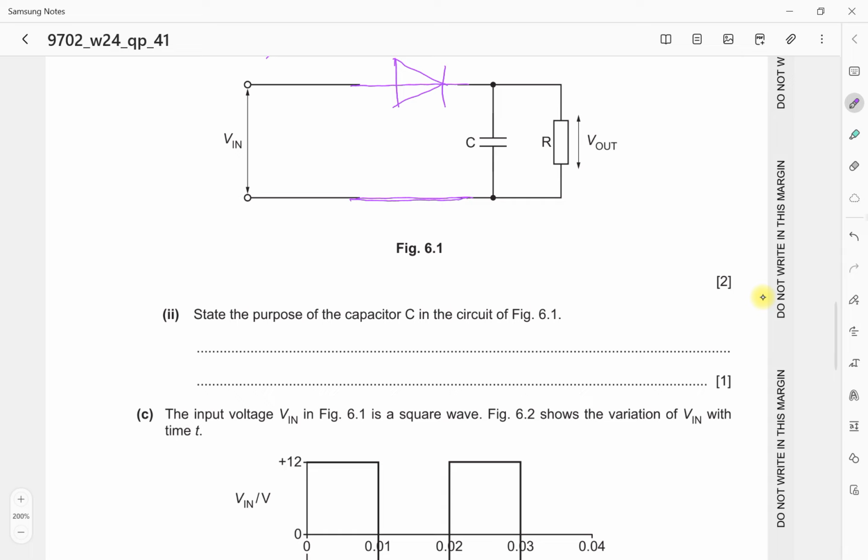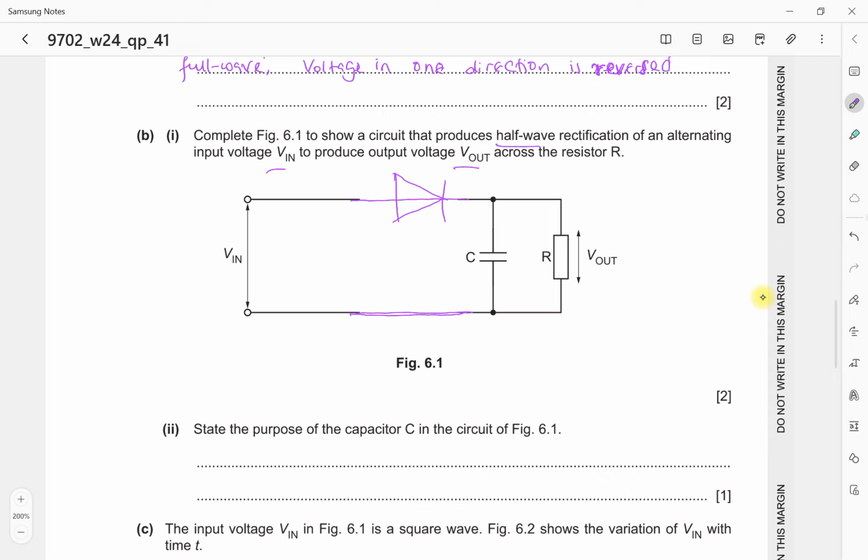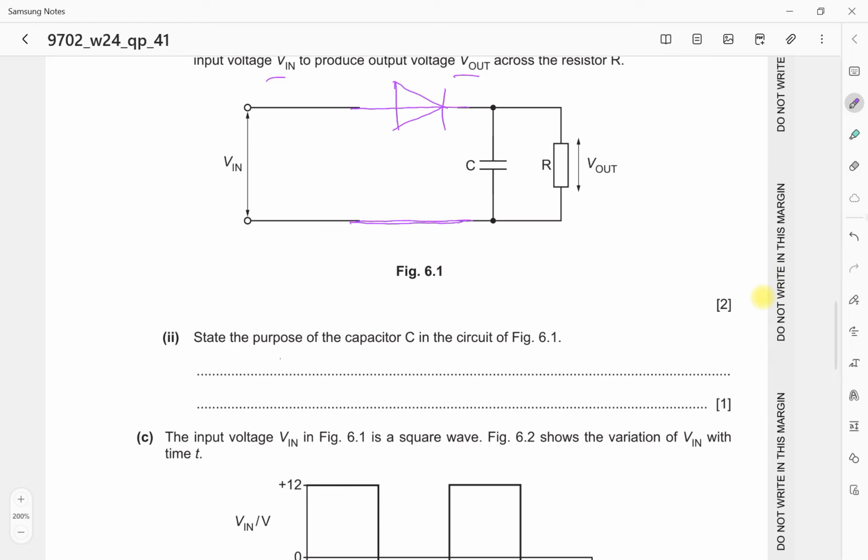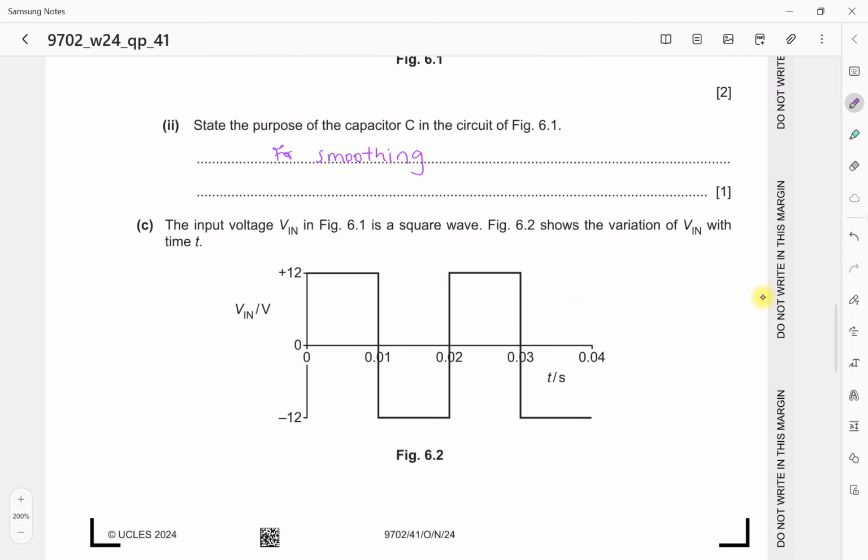State the purpose of a capacitor C in the circuit. Of course, the role of a capacitor in a circuit where we have rectification is to produce smoothing. So this is for smoothing. In other words, to reduce fluctuations in the unidirectional output voltage. That is what we call smoothing. Reduce variations in the unidirectional output voltage, that is smoothing.